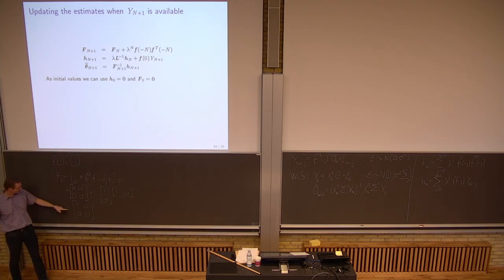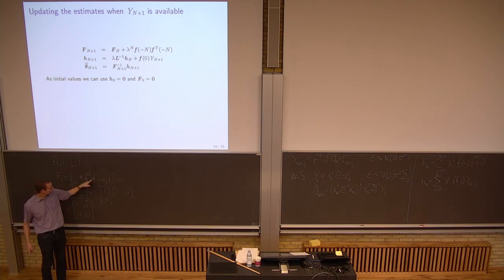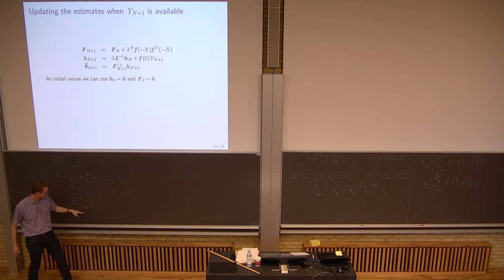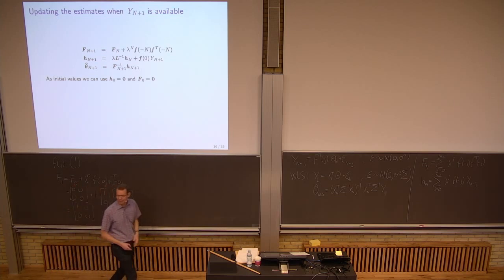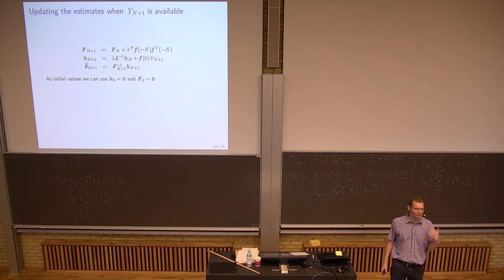When you then add one more observation, then what you will have here is a 1 and a 1 and a 1. And all of a sudden, things are a little bit more enlightening. So that's the reason why you cannot solve it, because you cannot invert that matrix. It doesn't have full rank.